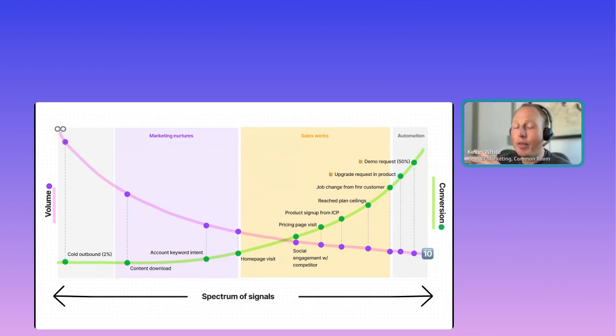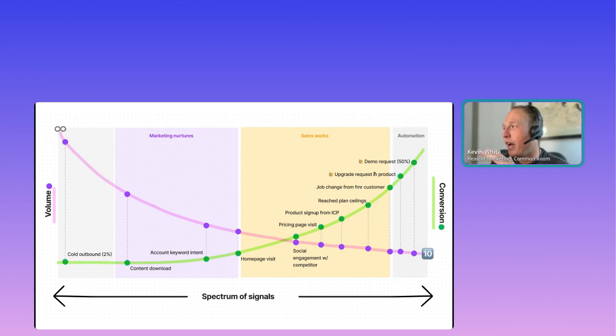And then at the other end of the spectrum, like cold outbound, you have a nearly unlimited amount of, well, it's not really a signal, but you have an unlimited amount of actions to take, or prospects to take action on, but the conversion rate is very low. And so what signals help you with is to identify what signals our accounts and prospects are showing, and which ones we should take action on and prioritize.